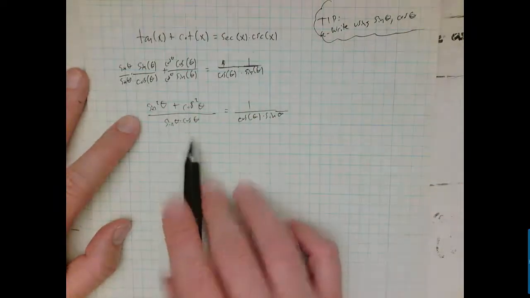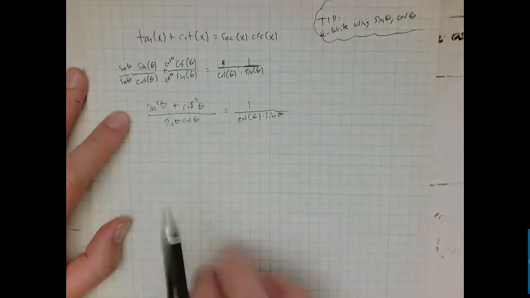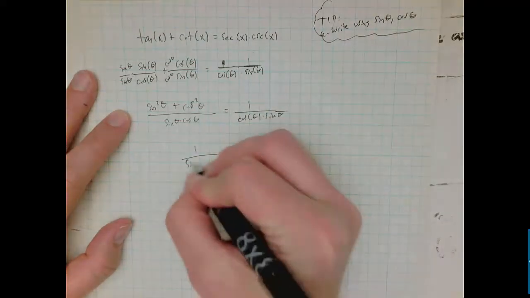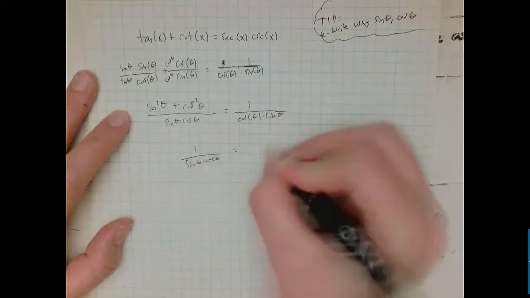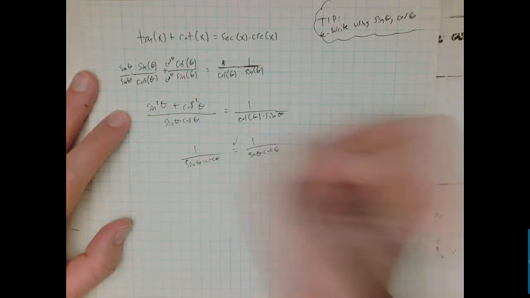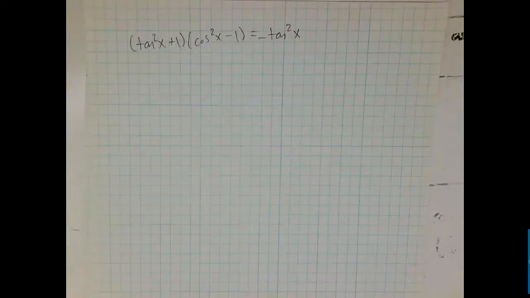Pythagorean identity. Sine squared plus cosine squared equals 1. Right, from that earlier video. So, you know, we're done. Sine theta cosine theta equals 1 over sine theta cosine theta. And then, you know, smiley face. Okay, let's actually do one more.